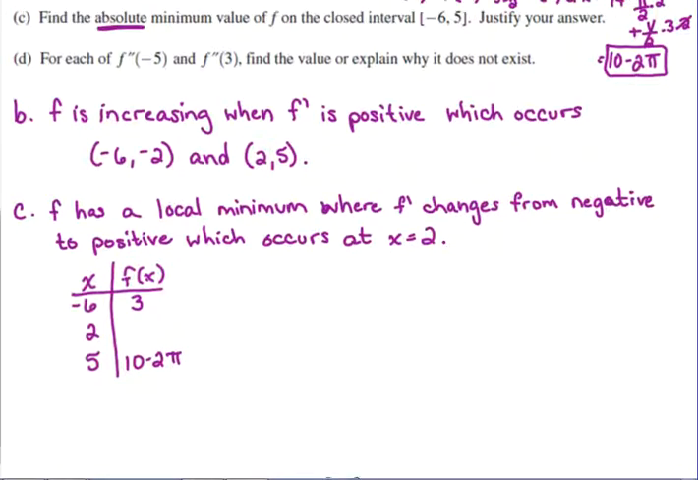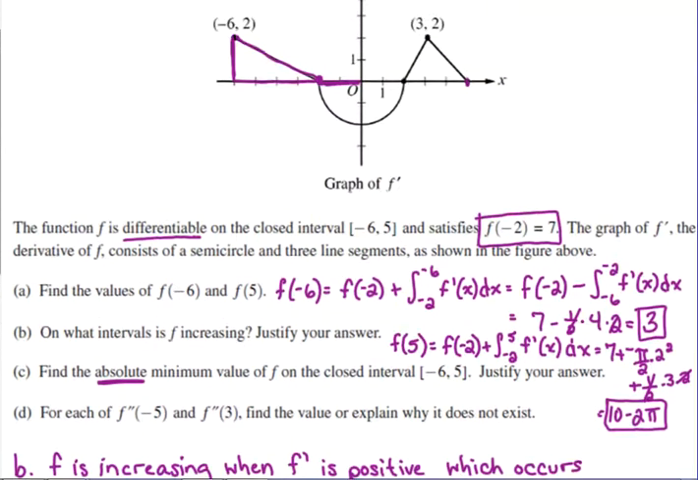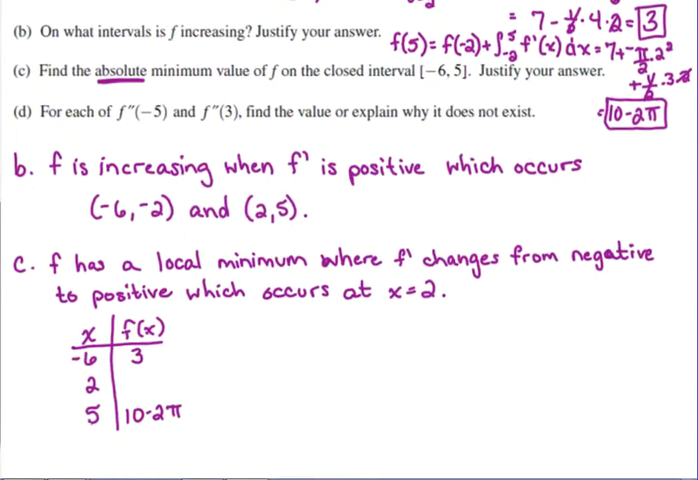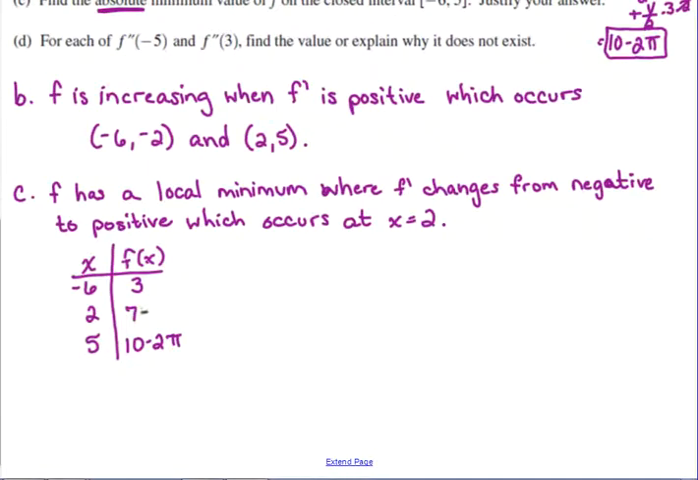We need to find f of 2. Well, it shouldn't be too hard because we already have the pieces, right? F of -2 is 7. And then if we find the area between -2 and +2, it's just the semicircle, which we already found had an area of 2 pi. So we've got 7 minus 2 pi is the value at 2.